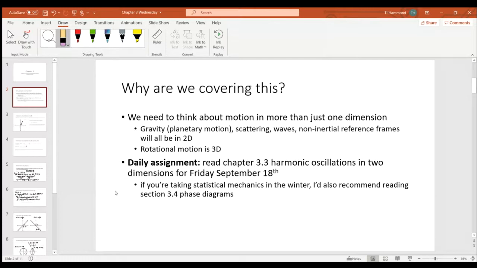For the daily assignment, read Chapter 3.3, Harmonic Oscillations in Two Dimensions, and upload that by Friday's tutorial. If you're taking statistical mechanics in the winter, I'd also recommend reading section 3.4. It's only a few pages long. It's just to get a bit of a jump on phase diagrams. What phase diagrams are is, instead of having motion in two dimensions, it can still be motion in one dimension, but you have x on one axis and x dot on the other axis, and then you basically parametrize the motion in these two dimensions. All right.